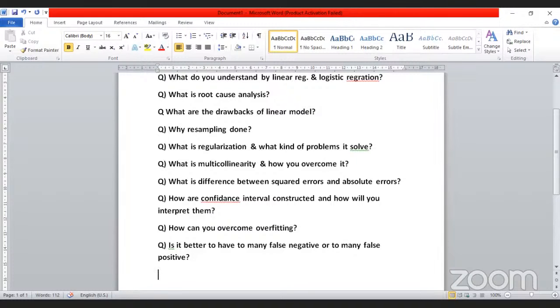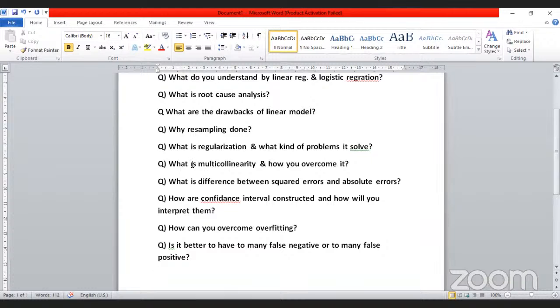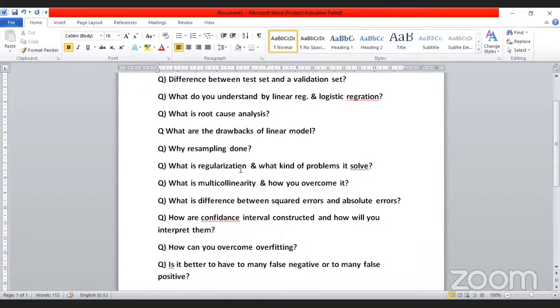If anyone asks you, it will totally depend on the domain. Tell them it will depend on the domain. If a client comes to me, I will first identify which domain and whatever problem he is having. On that basis, I am going to give importance to false negative or false positive. Is it clear now?